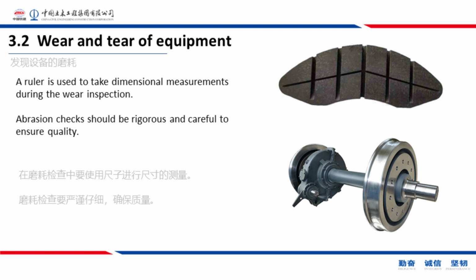PPT 30. 3.2 Wear and tear of equipment. A ruler is used to take dimensional measurements during the wear inspection. Abrasion checks should be rigorous and careful to ensure quality.